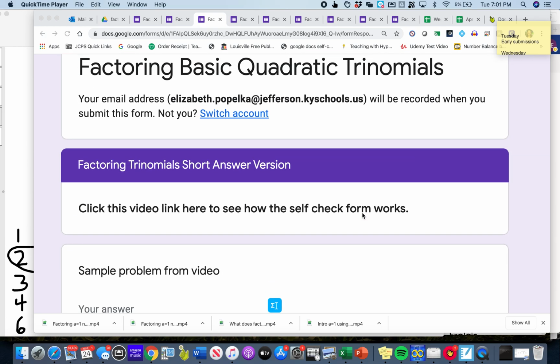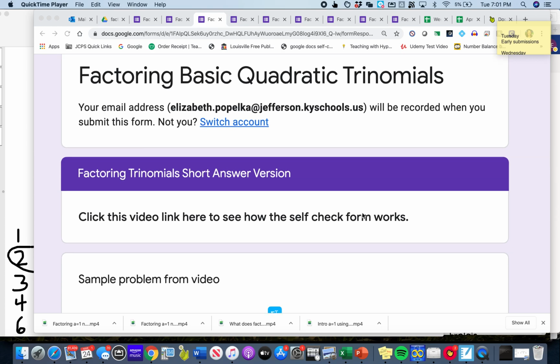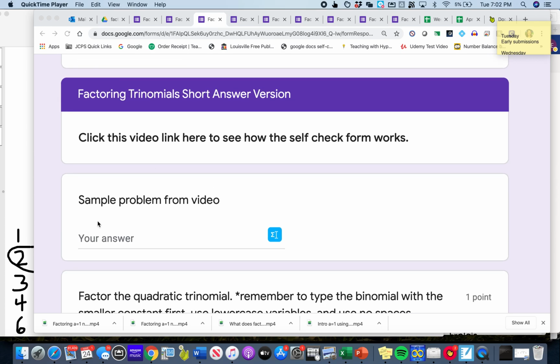How this little Google form works to help you check your answers as you're going. So I'm going to go down here and I've got a spot that just says sample problem from video. I don't actually have a problem here right now, but this is where I'm going to type my answer in so you can see how it works.